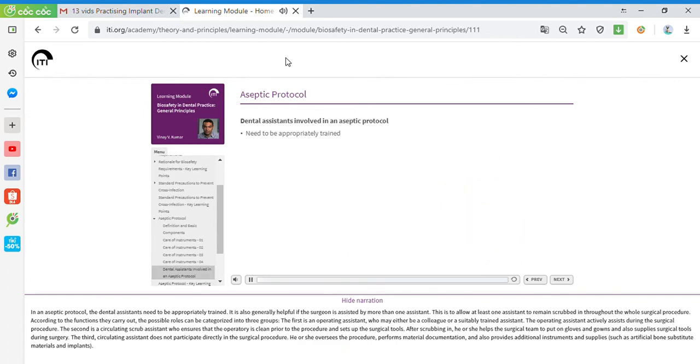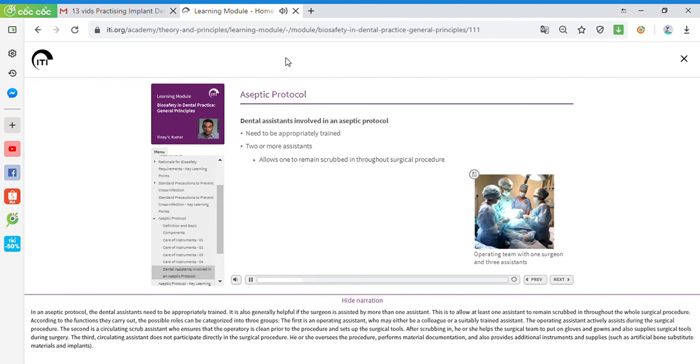In an aseptic protocol, the dental assistants need to be appropriately trained. It's also generally helpful if the surgeon is assisted by more than one assistant. This is to allow at least one assistant to remain scrubbed in throughout the whole surgical procedure. According to the functions they carry out, the possible roles can be categorized into three groups. The first is an operating assistant, who may either be a colleague or a suitably trained assistant. The operating assistant actively assists during the surgical procedure.